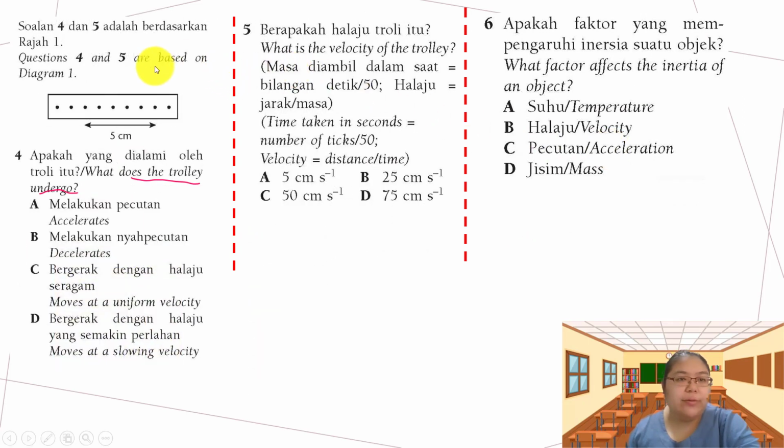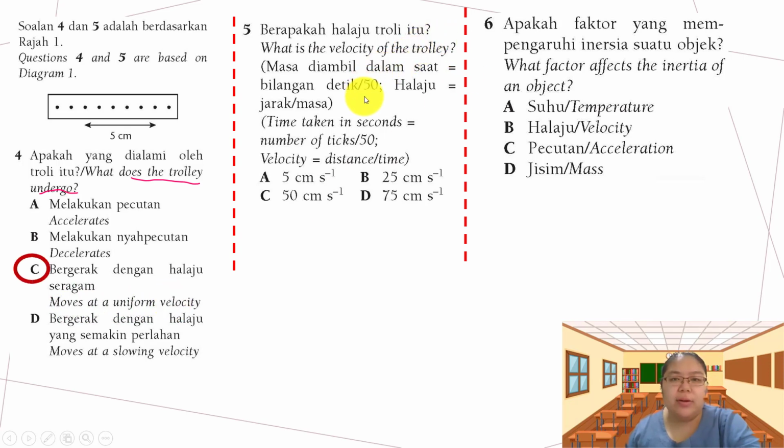Then questions 4 and 5 are based on this diagram. This one is a ticker tape. What does the trolley undergo? From here, can you see the ticker tape? Constant distance, so we can say there's a uniform velocity. We check it: accelerate is out, decelerate is also out. This one says it moves with uniform velocity, so the answer should be C.